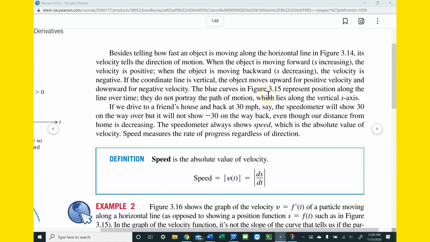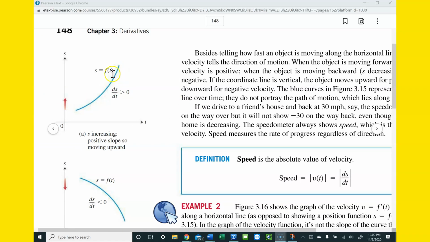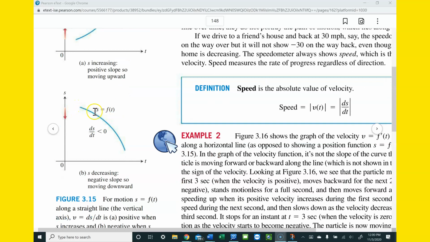The blue curves in figure 3.15 represent position along the line over time. So here's position. All right, so over time, this position right here is increasing. That means it's moving in the positive direction. It's getting farther from its origin in the positive direction. Here, over time, the position is decreasing. This means it's getting closer to its origin over time. The zero value here being whatever arbitrary point you want to call zero, or the origin.